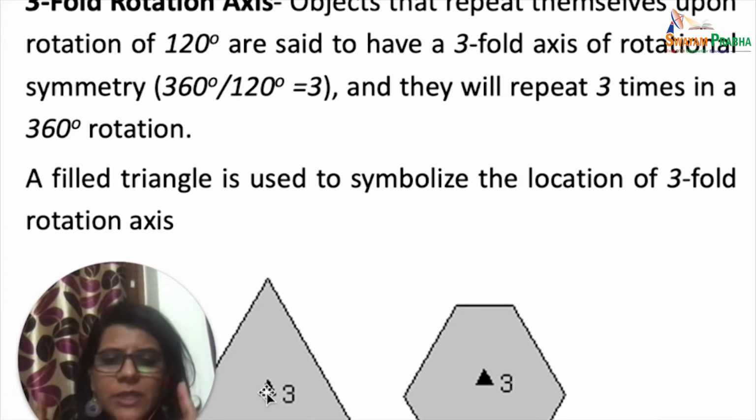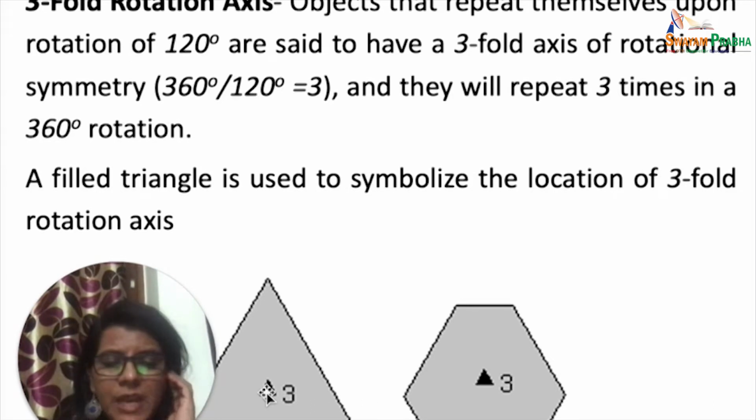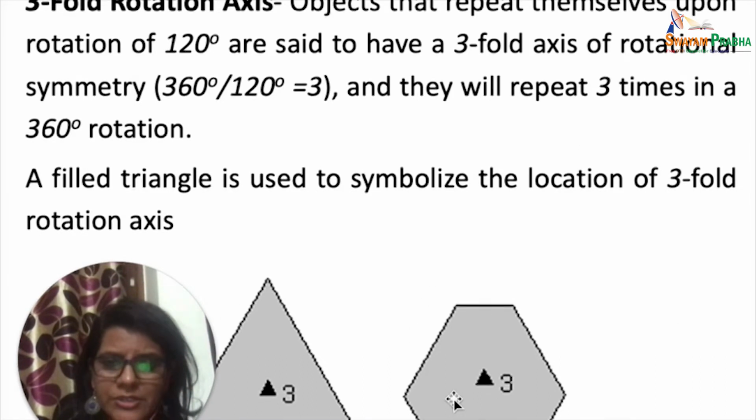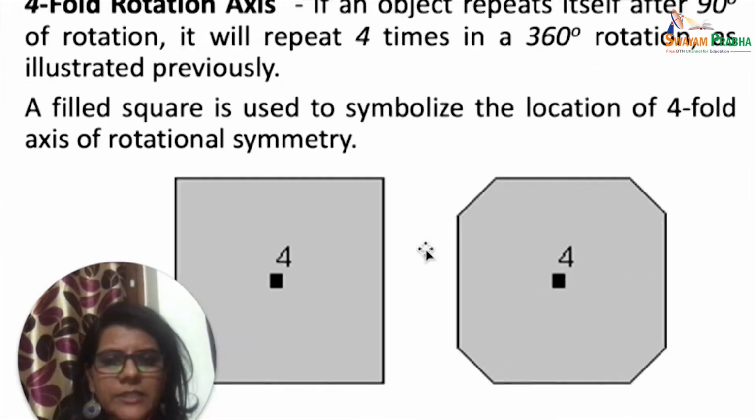After 120, you get the identical structure. Another 120, that is 240, you get an identical structure. Another 120, you get an identical structure. Similarly, in this structure, you get a threefold rotational axis of symmetry. Now, let's take a look at the fourfold rotation axis.